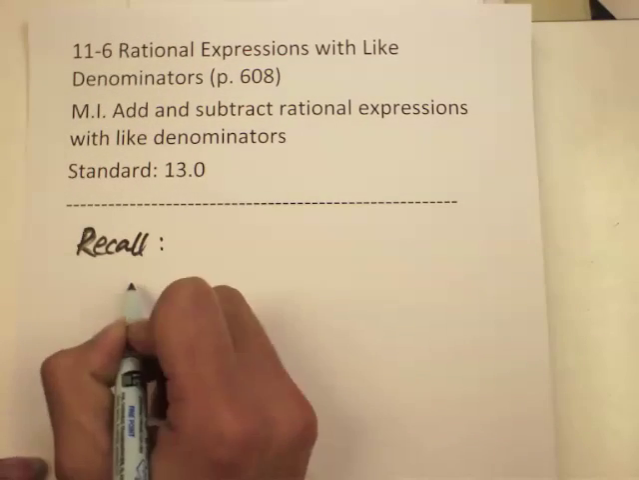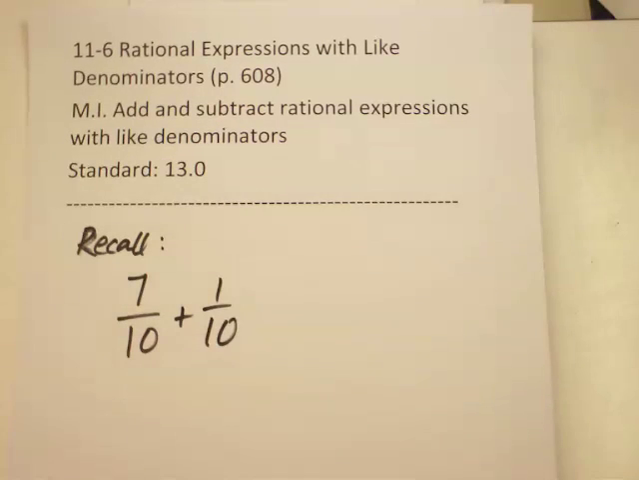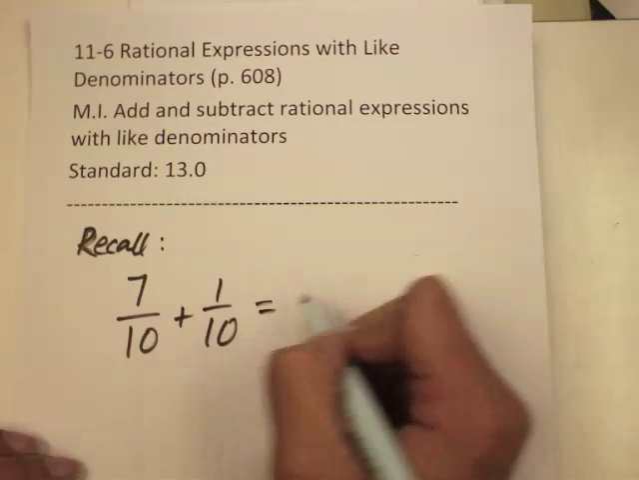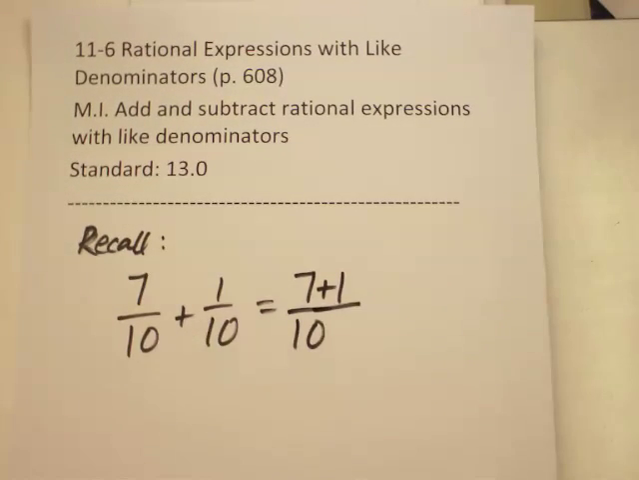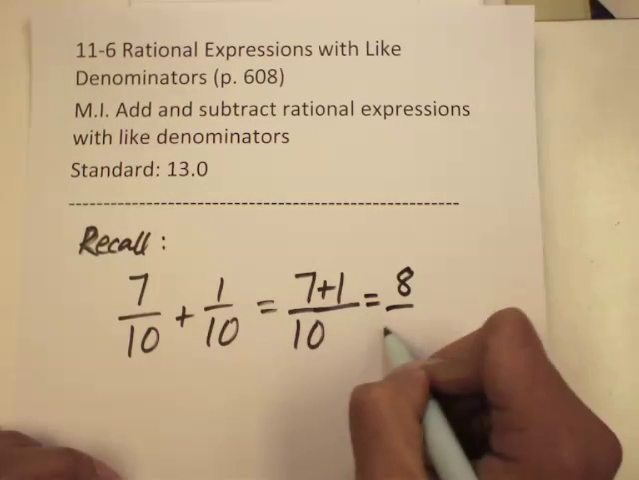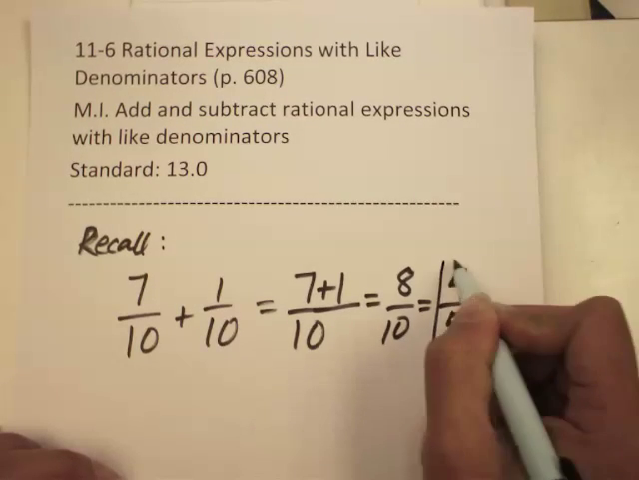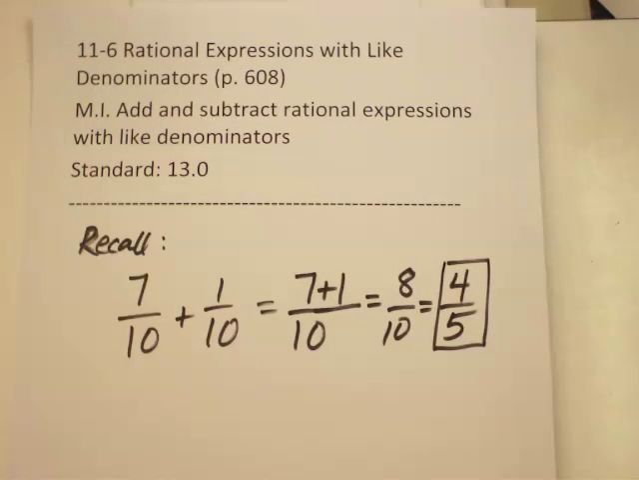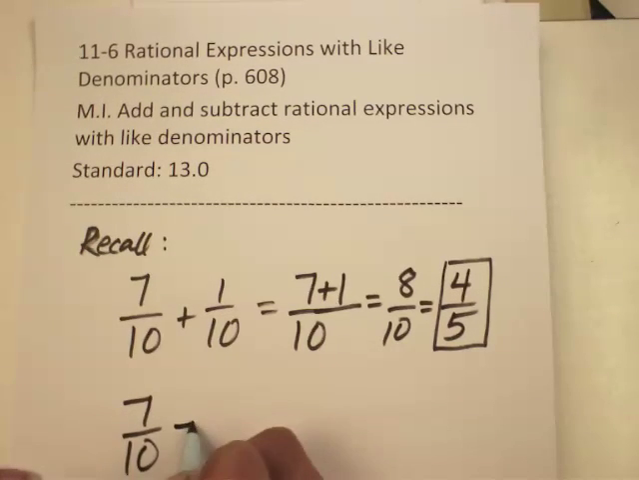that when we added 7/10 to 1/10, as long as you had the same denominator, you can carry over that denominator and you can just add the numerators. Okay, for this problem you'd have 8/10, which reduces to 4/5. Okay, and the same was the case if you were subtracting.